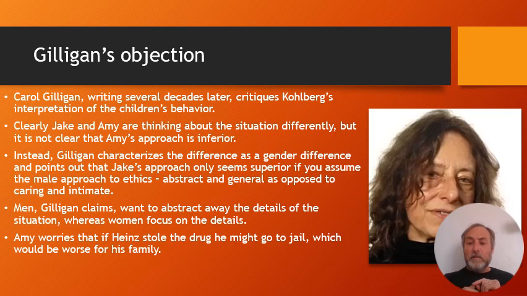Instead, Gilligan says maybe what's going on here is we have genuine gender differences in the way we approach ethical questions, but maybe one is not superior to the other, or at any rate, it's not clear that Jake's approach is superior. In fact, she says, if you look back at John Stuart Mill and Kant and all these men in the history of ethics and philosophy, they do have this tendency to want to make these universal, general algorithms for doing the right thing.